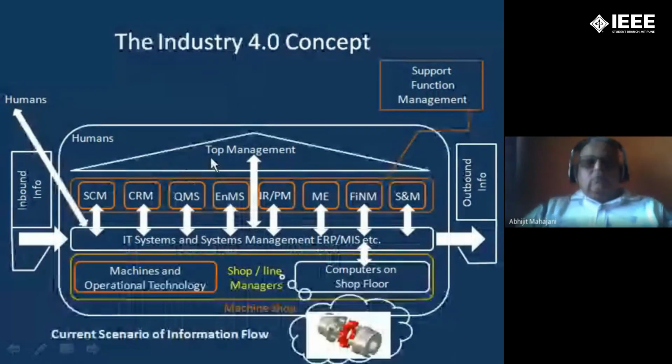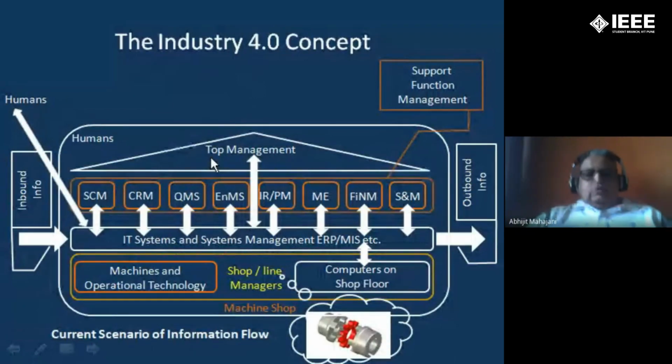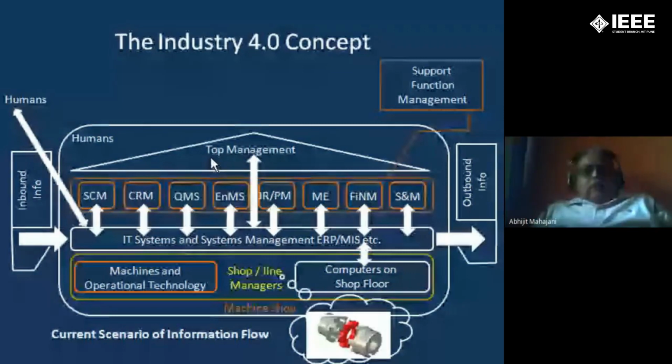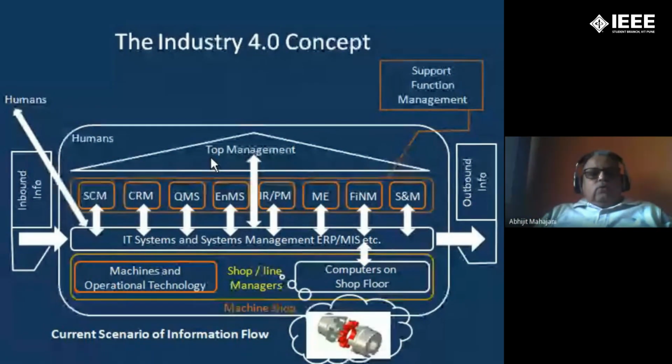Now, we said that the problem with the current scenario in the factory is that the machines are not connected to the computers, to their IT system. There is a link in the form of shop managers or line managers who will collect the data from the machines and the equipment and then feed it to the computers on the shop floor, or send it to the IT department, and the IT department fills in the data. This is a typical factory setup.